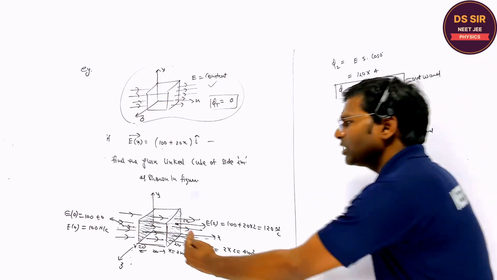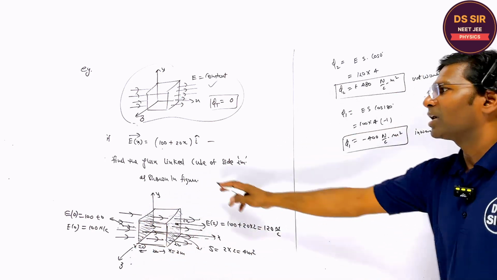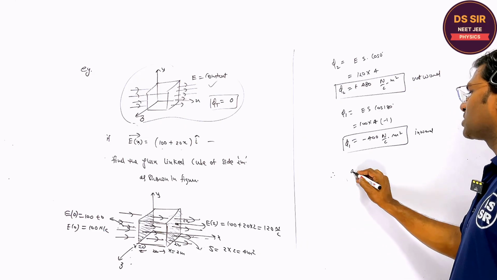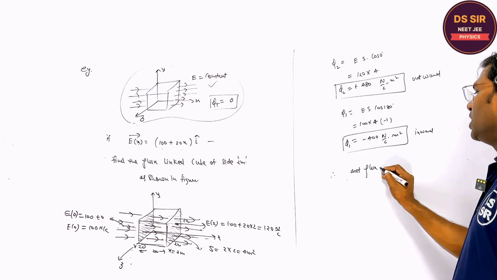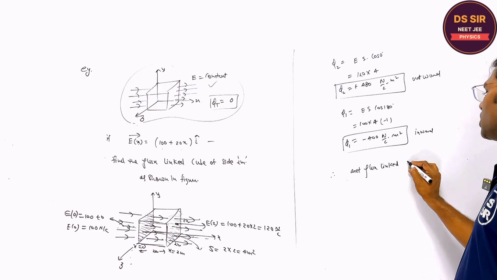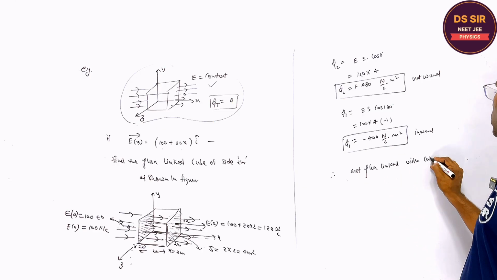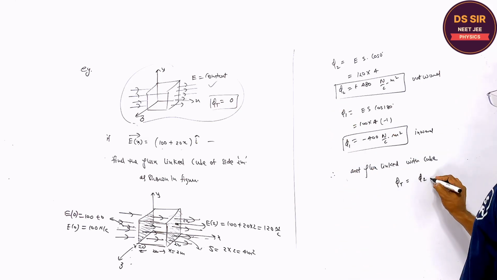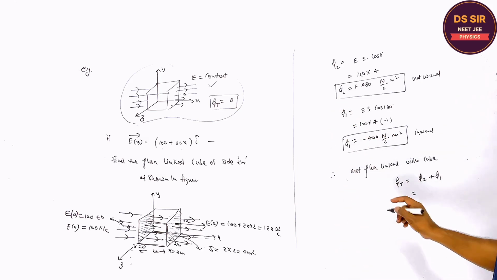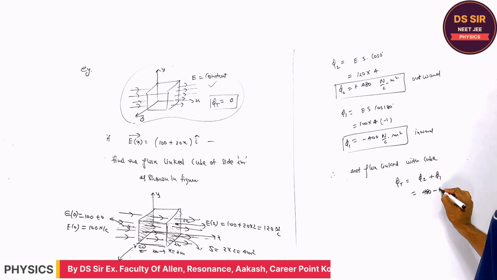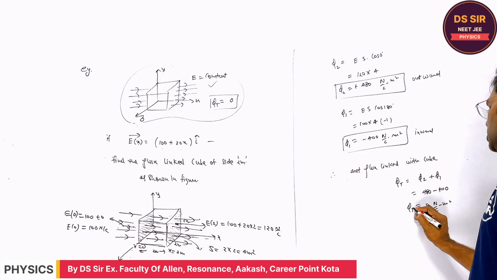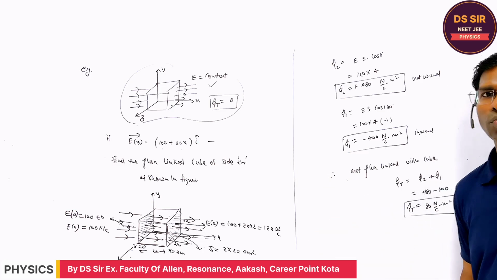Here, along the x direction, the electric field is increasing. So therefore, the net flux linked with the cube will be what? The total flux is phi 2 plus phi 1, or you may write 480 minus 400 is equal to 80 Newton per coulomb meter square, right? This is the flux linked with this cube, right?